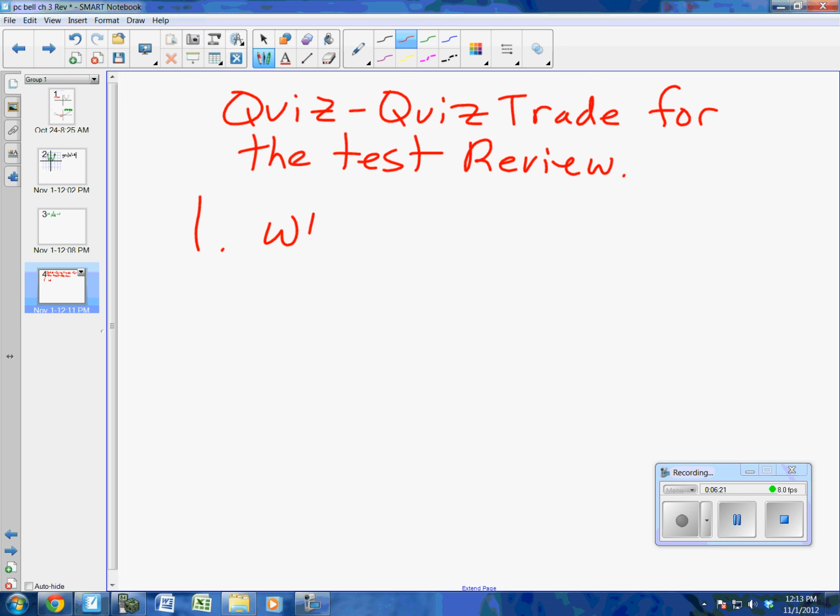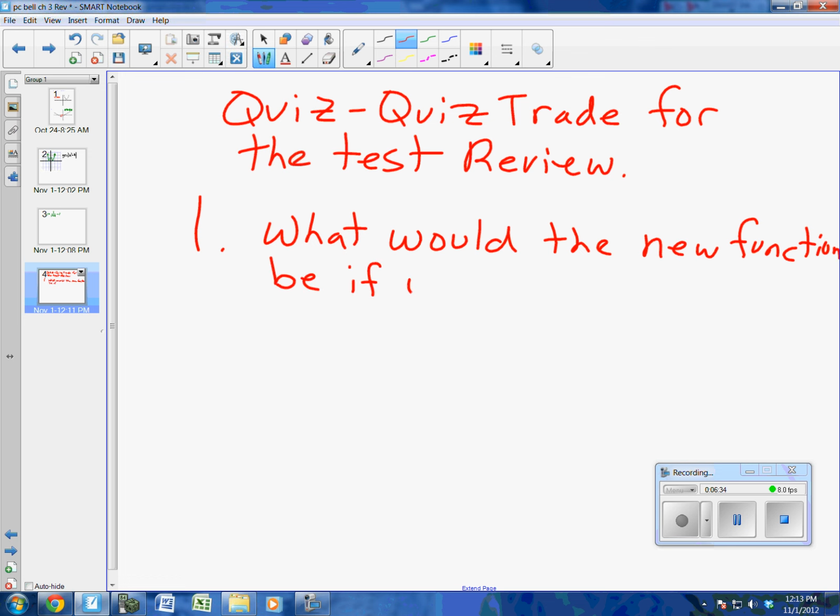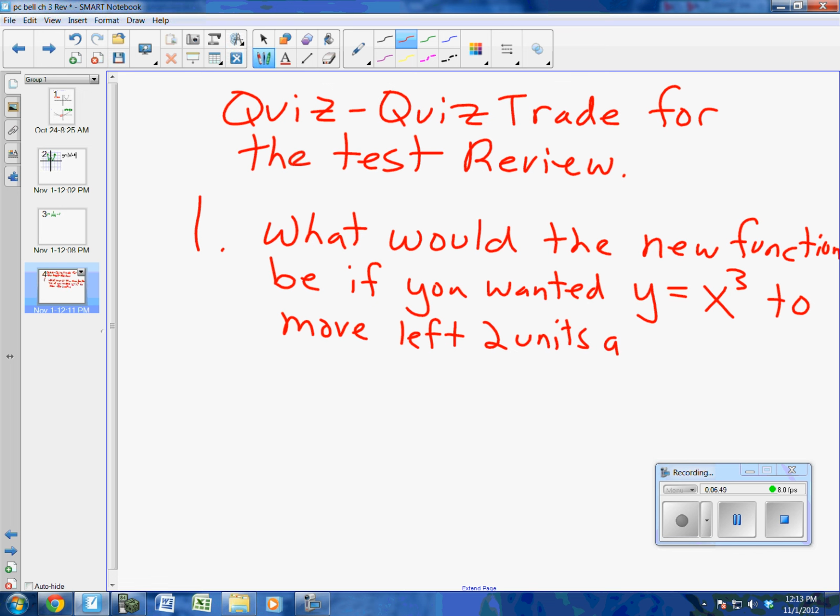What would the new function be if you wanted y equals x cubed to move left 2 units and down 5 units? Okay, I'll give you a few seconds to work on that.